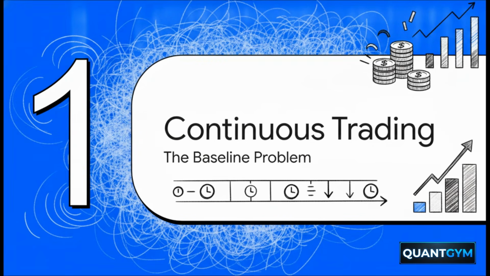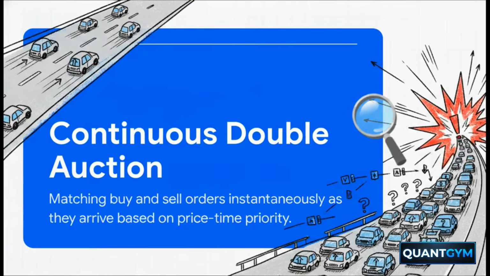Section 1, the continuous trading problem. So to really appreciate the solution, we first have to establish a baseline of how everyday trading normally works. Throughout a typical trading day, the market runs on what's called a continuous double auction, or a CDA. Picture standard trading like a busy, high-speed highway. You've got cars representing buy and sell orders, and they are merging at will, instantaneously, based solely on when they arrive and what price they want.